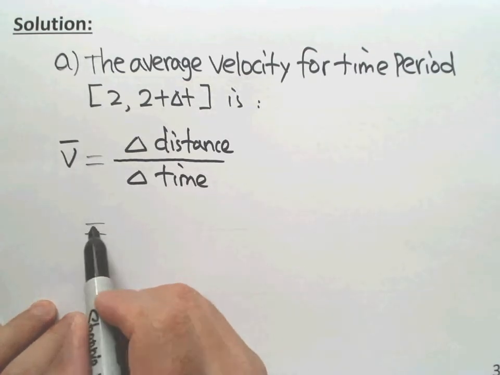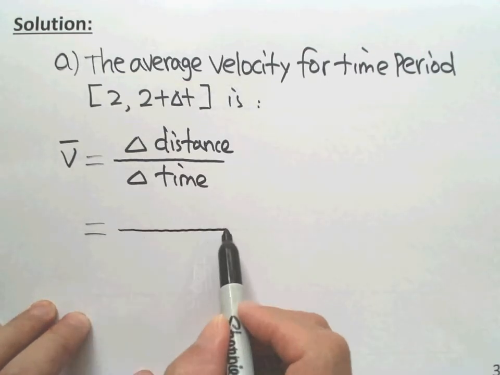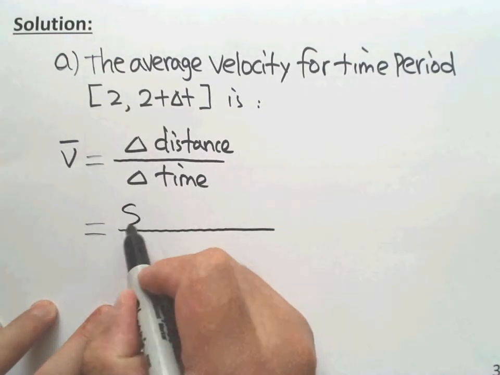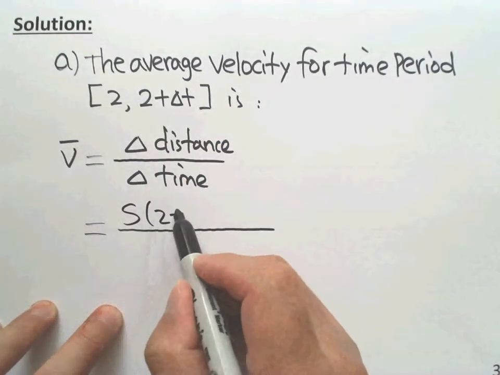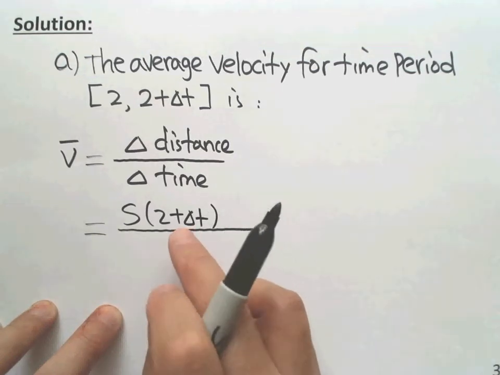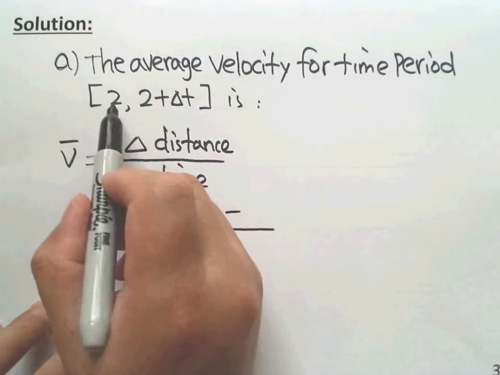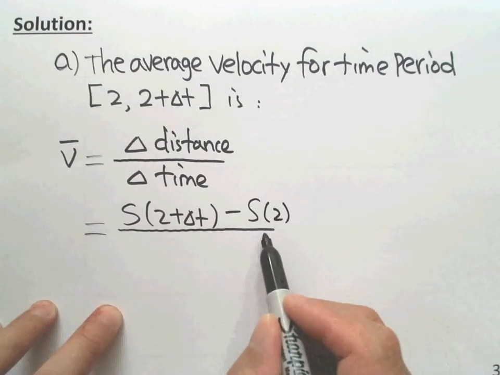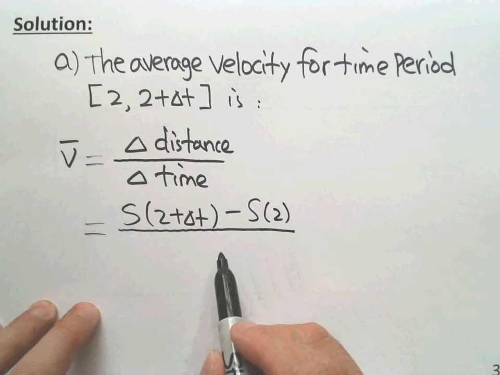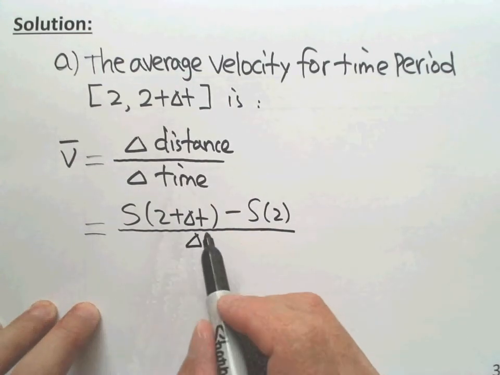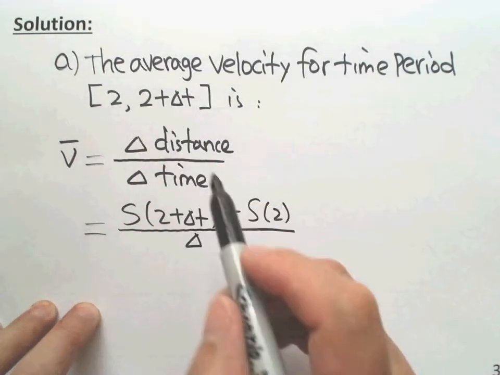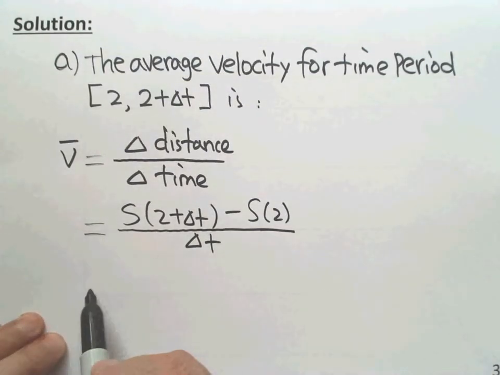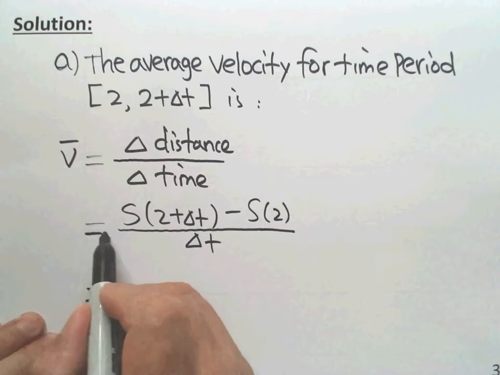Okay, so now what we're going to do, I use the definition here. What is the change in the distance? It is s at 2 plus delta t, the position, minus the previous position at t equals 2, which is s at 2. And then what do we need to do? Divided by the change in time, which is delta t.